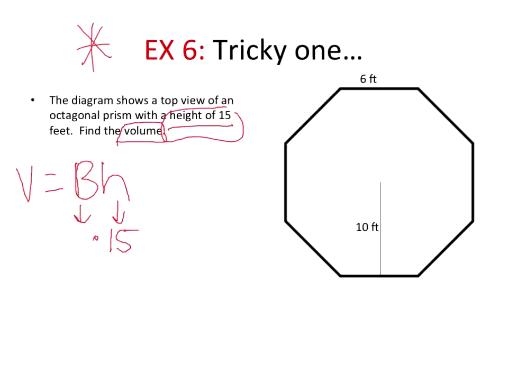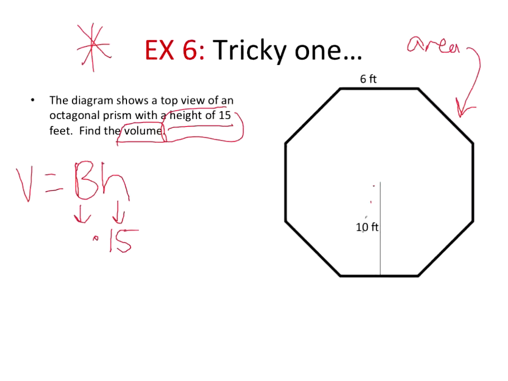I'm only missing one piece of the puzzle to be able to solve. Is everybody with me so far? Just missing one thing. I'm just missing the big B. Big B stands for what? Area of the base. That means I have to find the area of this shape. I have to find the area of this stop sign. Kind of a weird shape to find the area of, right?